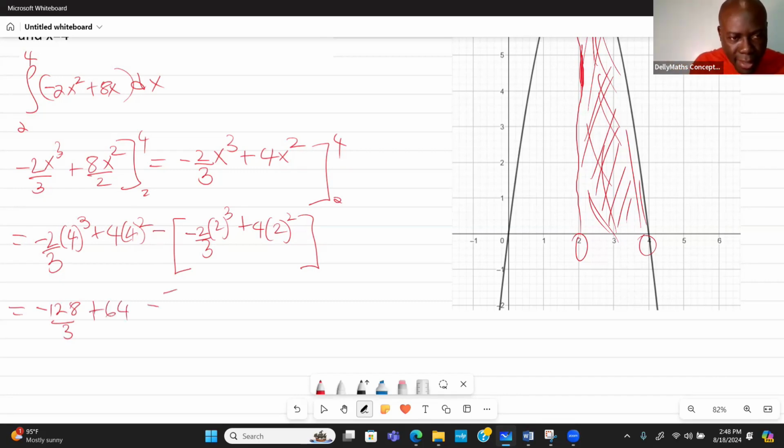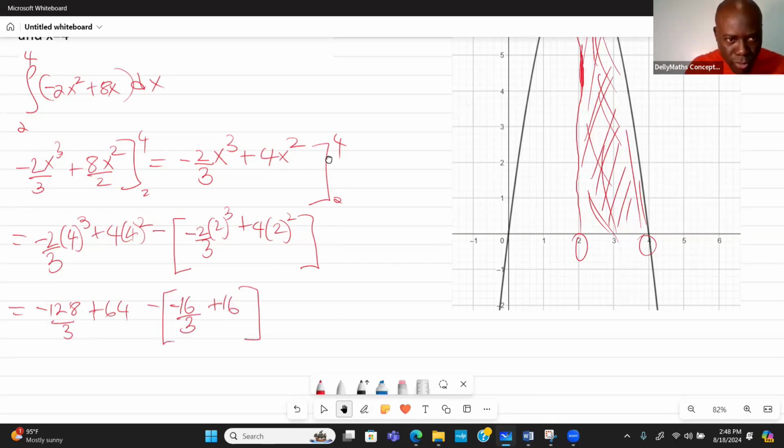And let's go inside this bracket here. So what we have in here, 2 to the third, that's 8 times -2 is -16, so I'm having -16 over 3 here. 2 times 2 is 4, right? And 4 times 4 will give me 16 right here. So this is what we have.